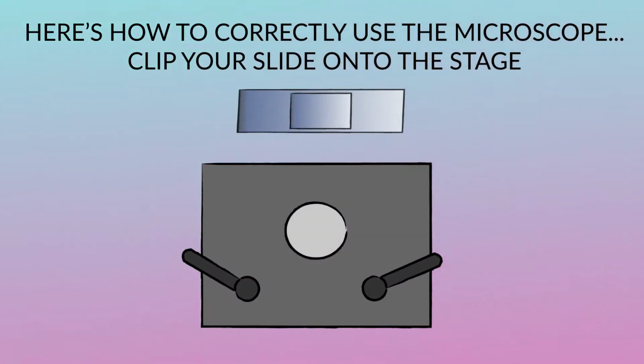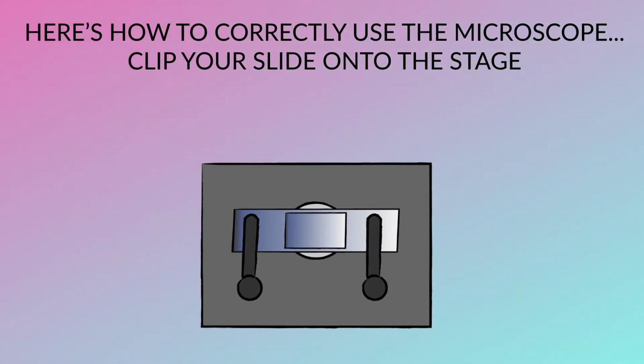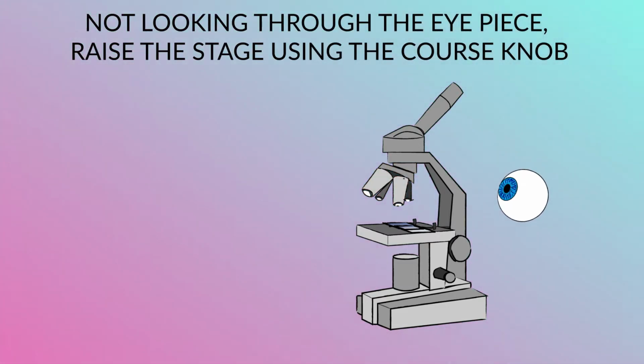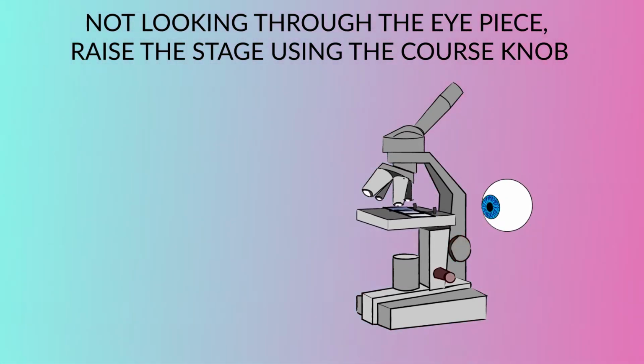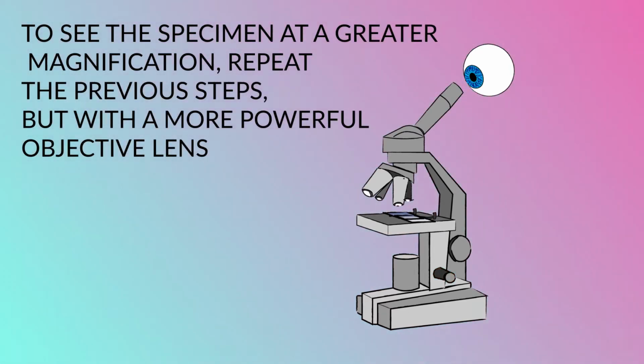Here's how to correctly use the microscope to view your specimen. Clip your slide onto the stage. Select the lowest powered objective lens. Not looking through the eyepiece, move the stage upwards until it nearly touches the objective lens. Then, using the fine adjustment knob, carefully move the stage downwards to bring the specimen into focus. Finally, to see the specimen with a greater magnification, repeat the same stages but with a more powerful objective lens.